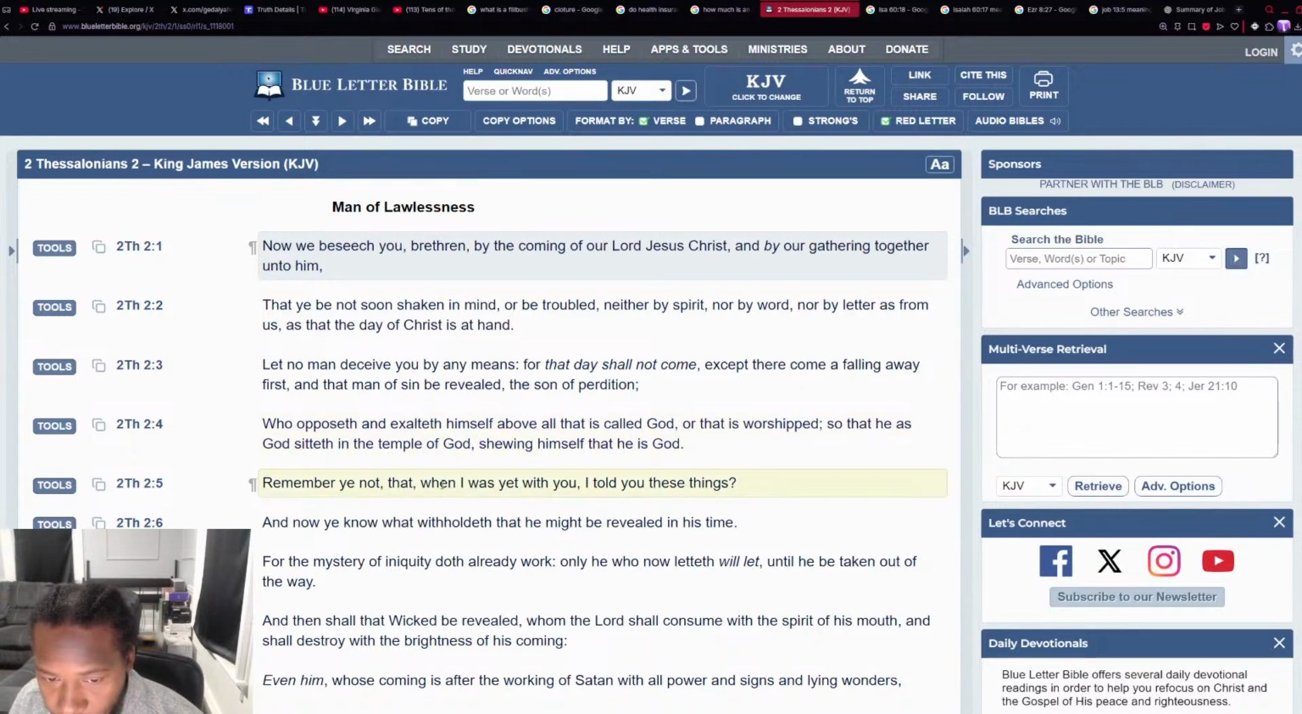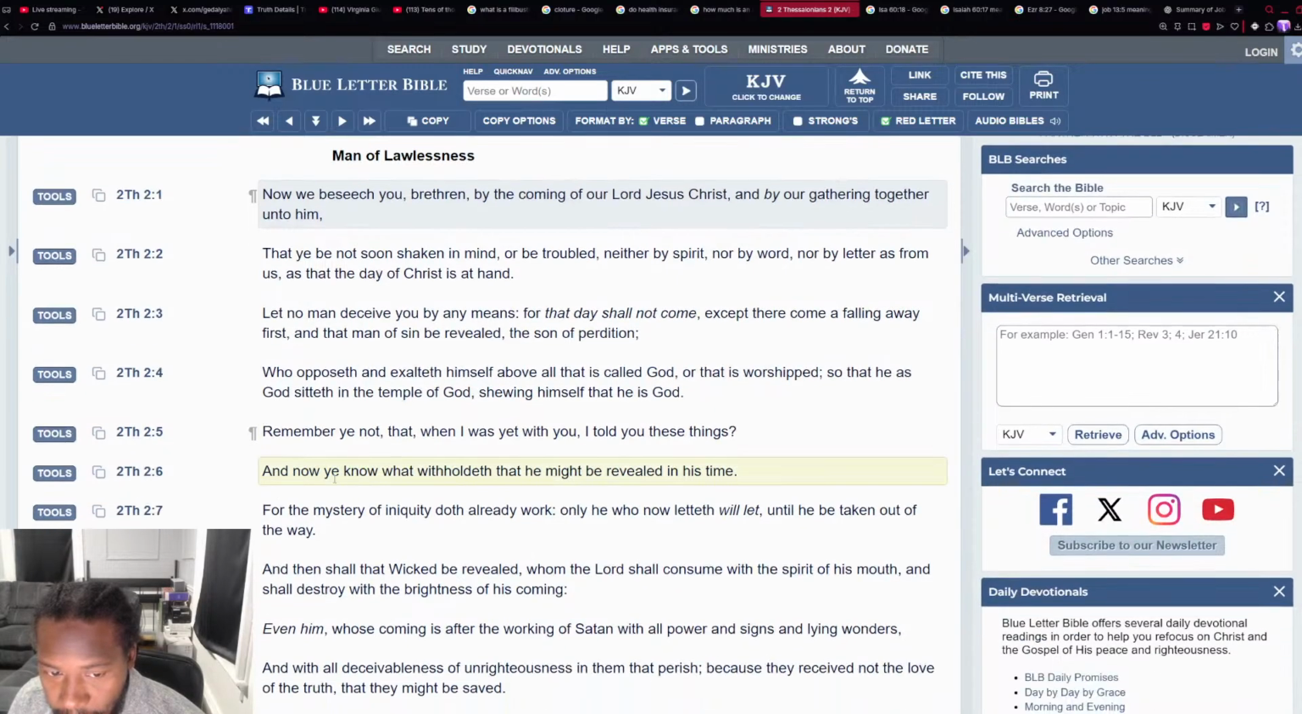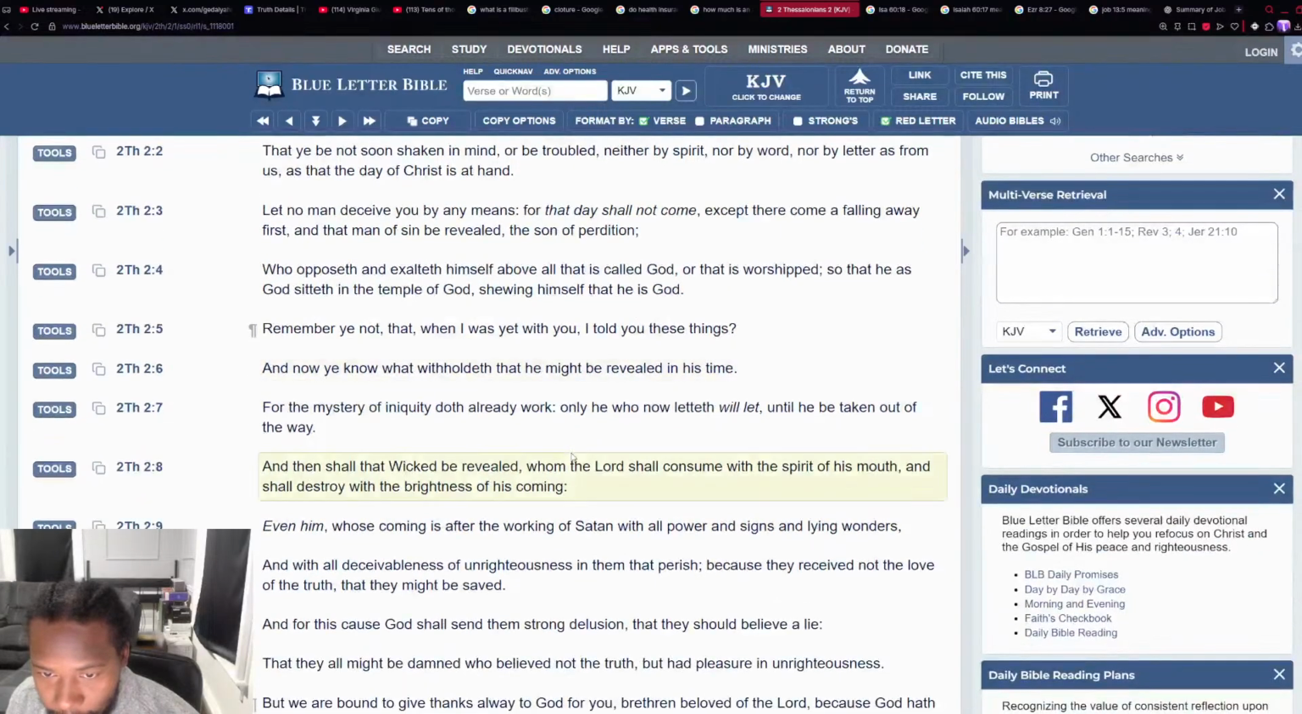Remember ye not that when I was yet with you, I told you these things, and now you know what withholdeth, that he might be revealed in his time. And he's being revealed today. And that's why his titles are being removed, because the Lord's exposing them. And now other people want to get deeper and deeper. For the mystery of iniquity doth already work. Yeah, he's already doing the work, being the devil.